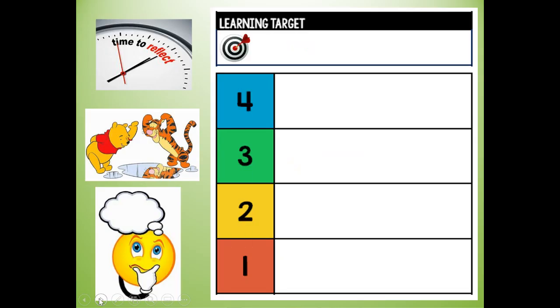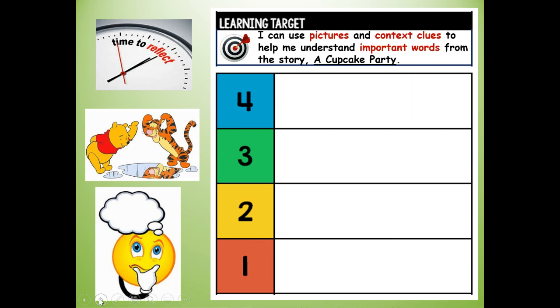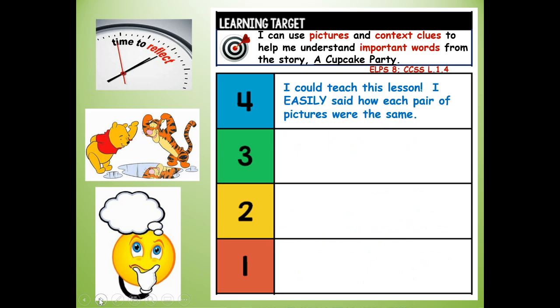Because now it's the end of our lesson. At the top of your page, here's your learning target. I can use pictures and context clues to help me understand important words from the story A Cupcake Party. Would you give yourself a 4? I could teach this lesson. I easily said how each pair of pictures were the same.